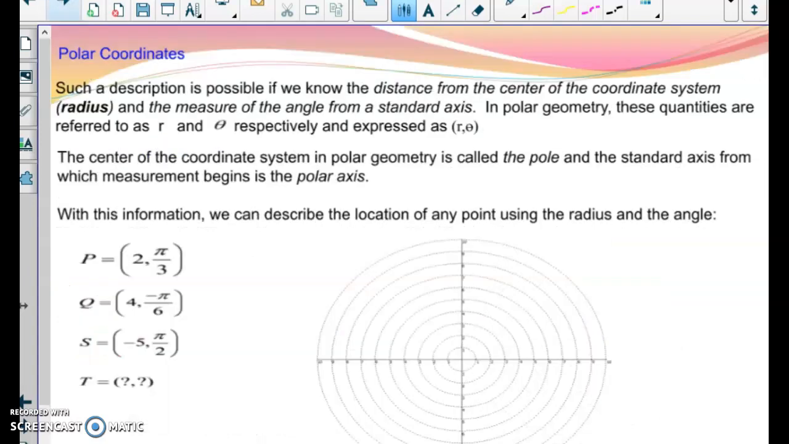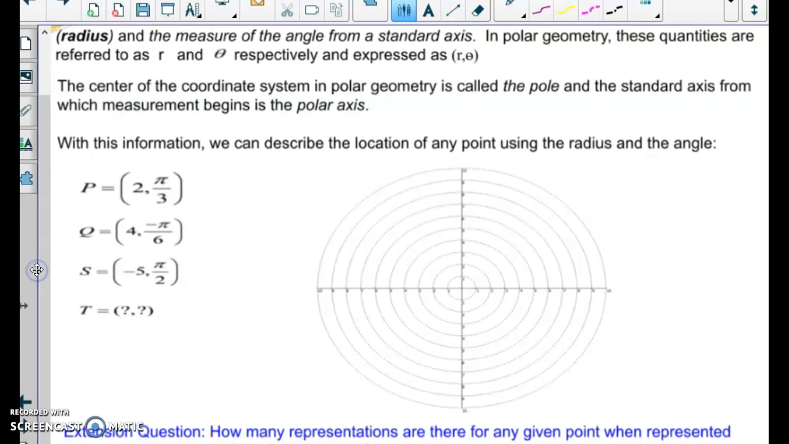And let's take a look and play with some of these polar coordinates a little bit more. If I wanted to graph P, I know I'm going to be distance 2. So I'm out on this ring that is labeled 2, and I'm going to go up pi over 3. Let me pause here because I'm not hitting where I'm pointing. So I'm going to put the point P right there. Oh, that works so much better.